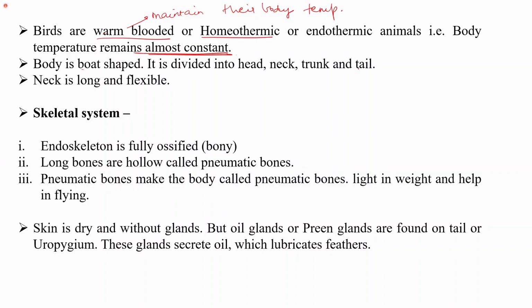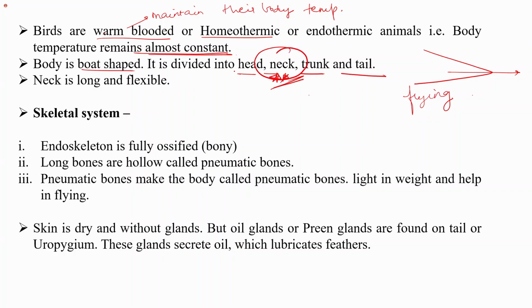Body is boat-shaped. Usually it is like this. That helps in flying, so this is also an adaptation towards flying. It is divided into head, neck, trunk, and then tail. So they have a neck. Right? Unlike reptiles, in which the neck is absent and the body is divided into head, trunk, and tail, here the body is divided into head, neck, trunk, and tail. Neck is long and flexible.